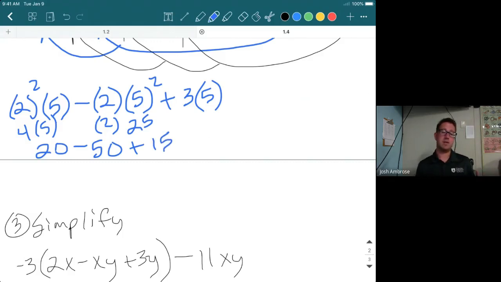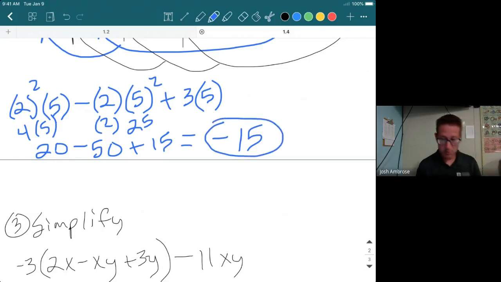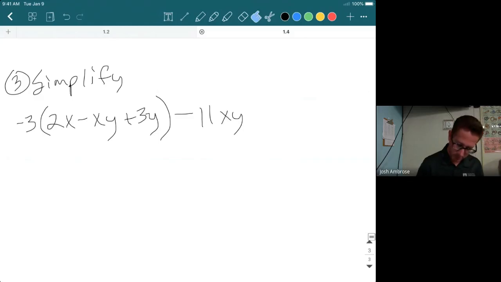Now you'll notice all we have left is addition and subtraction. So look back in the textbook, top of page 28, and you'll see, remember, order of operations, addition, subtraction, just go left to right. And if you also rewind back in the video, you'll hear me say it again. Okay, so simplify this, and you are looking at negative 15. Okay, so that would be our solution. Just go left to right, 20 minus 50, then add 15. Okay, all right, let's move into example problem 3 here.